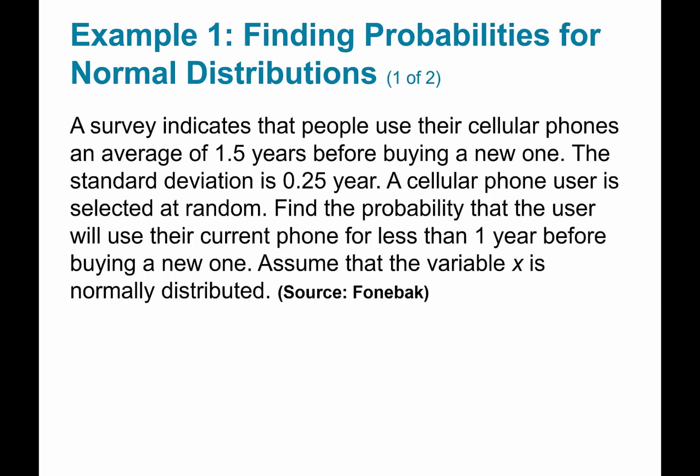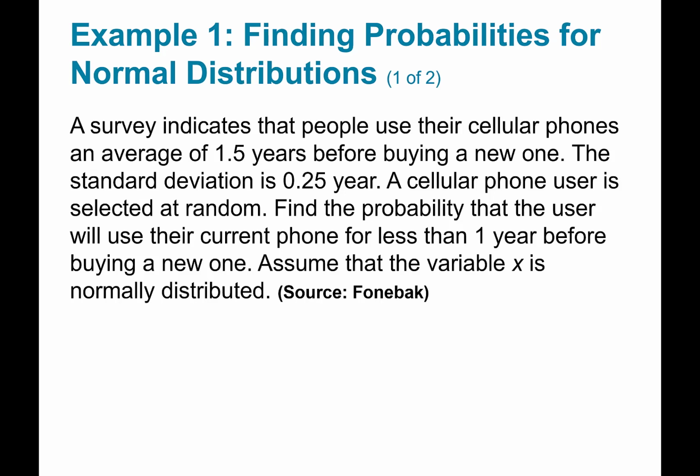So let's look at an example of this. A survey indicates that people use their cellular phones an average of 1.5 years before they buy a new one. The standard deviation is 1/4 of a year. A cell phone user is selected at random. Let's find the probability that the user will use their current phone for less than 1 year before they buy a new one, assuming that the variable x is normally distributed.